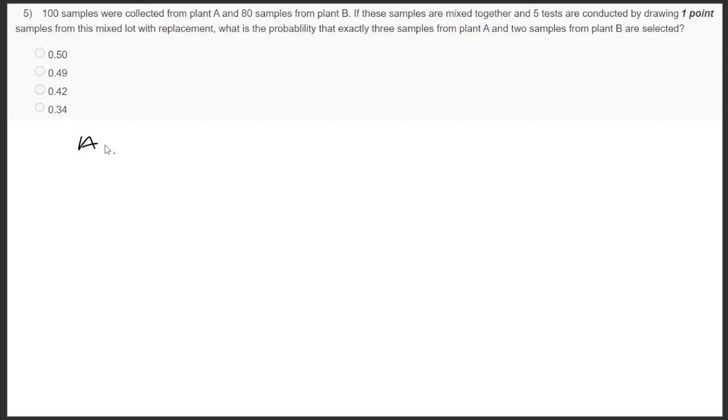A is 100, B is 80. When these two are mixed, I denote the random variable for A as X and the random variable for B as Y. Probability of X is equal to 100 by 180, which is equal to 5 by 9.